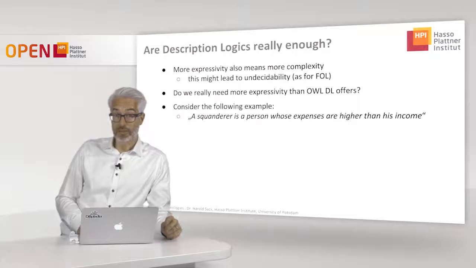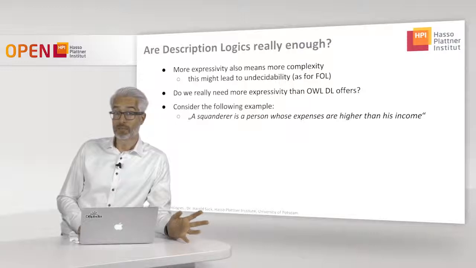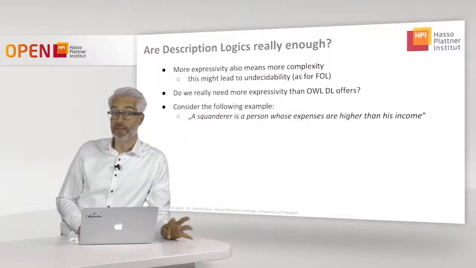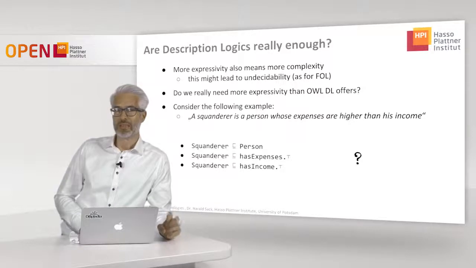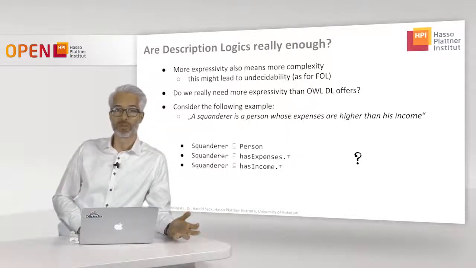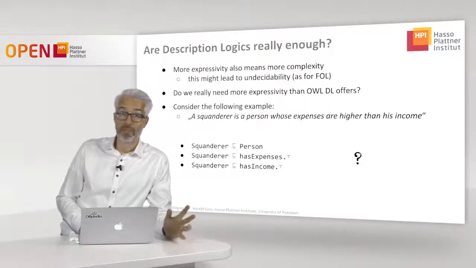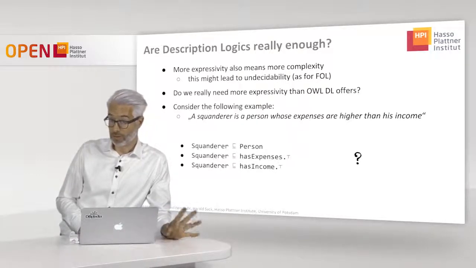But the condition or the restriction we see here is really difficult because he has probably two properties or roles that he's connected with. So he has expenses and he has income. But the problem is his expenses are higher than his income. And we have no idea how we should, in the end, define this with the help of a description logic. So we can define that a squanderer is a person. We can also define that he has expenses, and we can define that he has an income. But to relate it in the way we do in natural language, with the means we have right now, is still not possible.